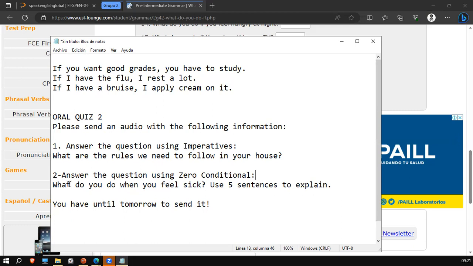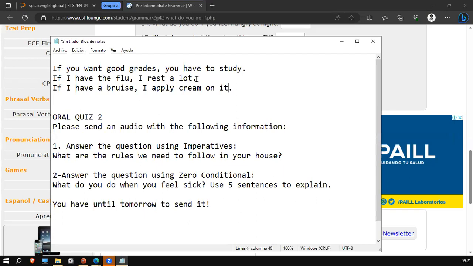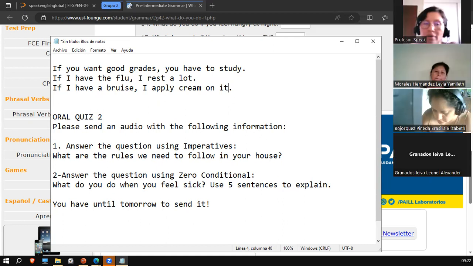¿Verdad? Entonces, estas oraciones, por ejemplo, if I have the flu, I rest a lot. If I have a bruise, I apply cream on it. Esas son cosas que haría cuando usted está enfermo. Y dice aquí, use 5 sentences to explain. Por lo menos 5 oraciones usando zero conditional para explicar qué es lo que usted hace cuando tiene cierto malestar o cierta dolencia, ¿verdad? Entonces, that's going to be for tomorrow.